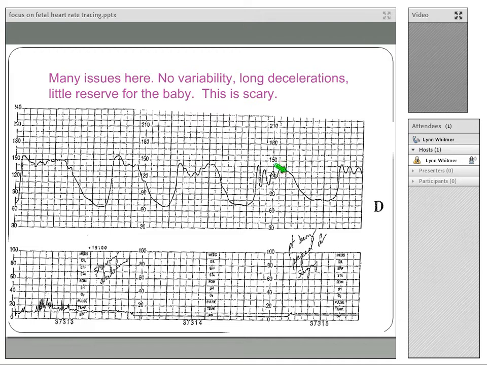So as you note down here with the nurses' discussions, they're shaving the abdomen here, and they're taking her to surgery because they're going to get this baby out. This baby's in trouble, and it's very scary.